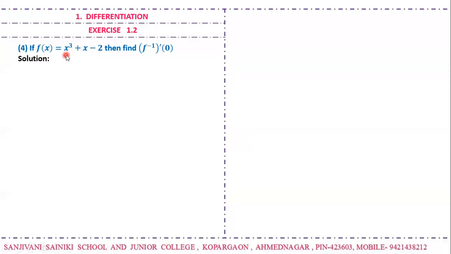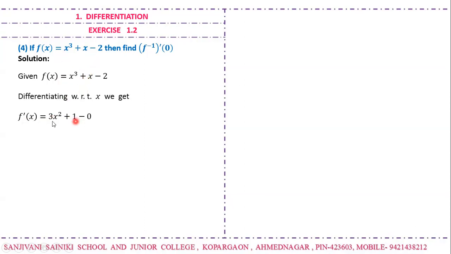F of x is x cube plus x minus 2. Then find the derivative of f inverse at 0. It is something different from the previous one. F of x is given, so differentiate with respect to x, we get this derivative. Okay, so derivative of the given function is 3x square plus 1. So we want to find the derivative of the inverse function, not this function.